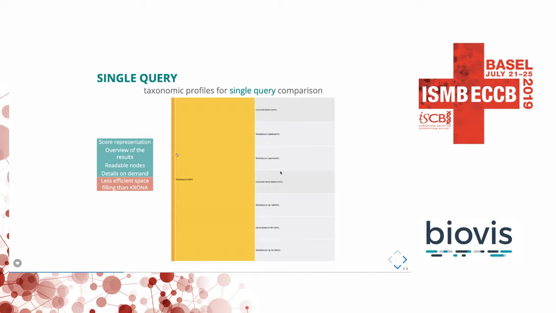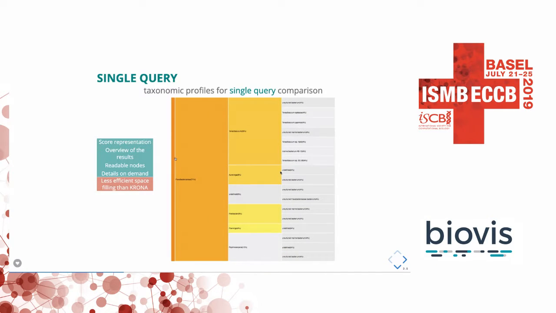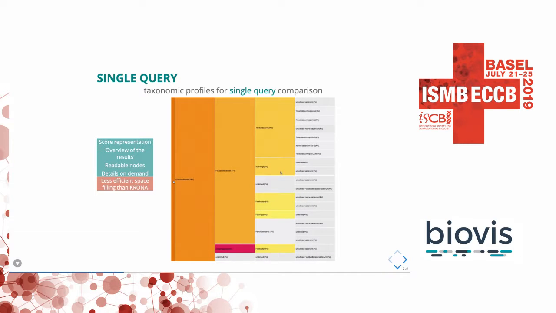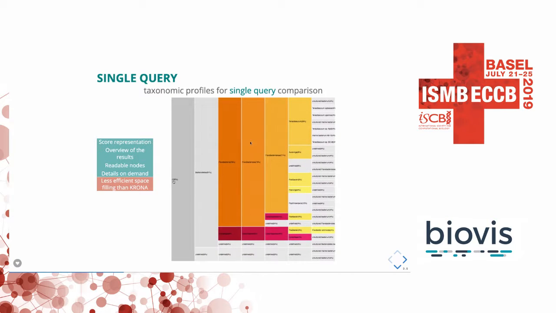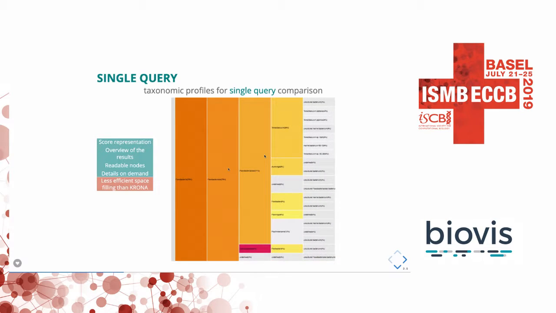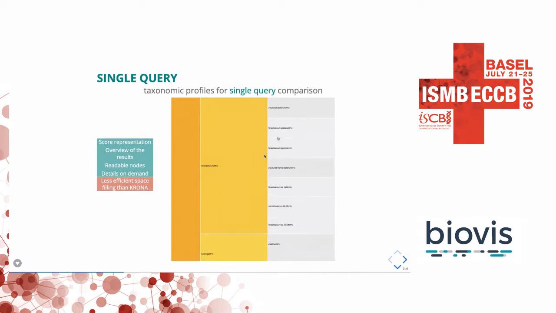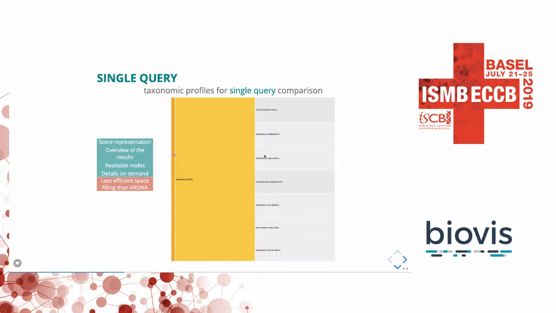So the advantage of using something like this is that it can be a little bit more readable, even though it uses space in a less efficient way than a radial layout. But once you start zooming in, you can get more readable labels. And then at the same time, it's very easy to aggregate what is the most prominent organism that was a match for this. And this is for one sequence versus all of the elements.